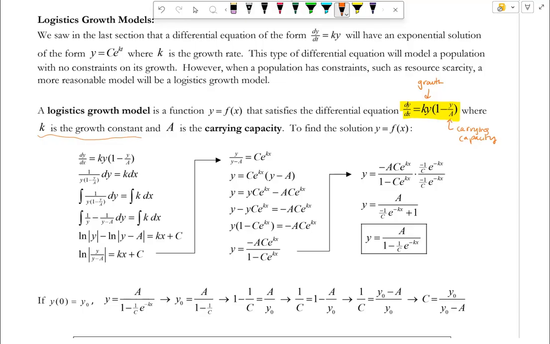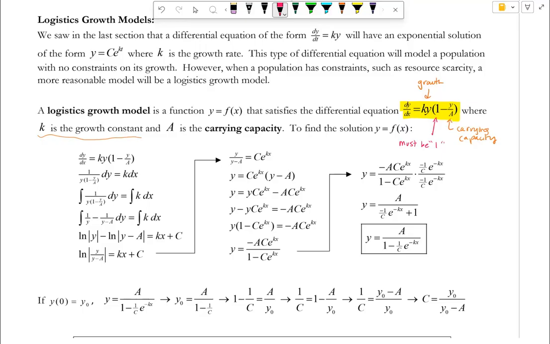So if we were to find this solution, and we're not really going to need to do this, we could just kind of follow along with this example. The thing that I want to point out that's really important is that we really need this number to be 1. So if that's ever not a 1, we're going to need to factor something out so that we can actually determine what our carrying capacity is and what our growth constant is.